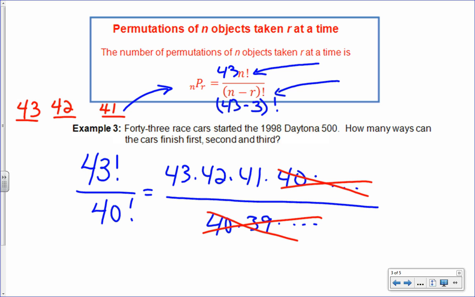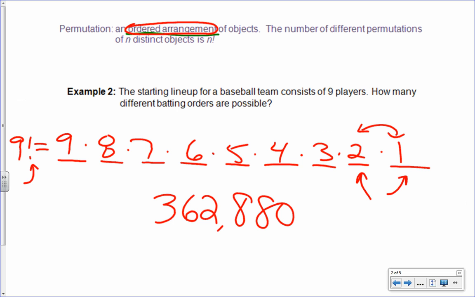Okay, well let's figure out the answer first. What do we got for this one? 74,046. Again, why is that number so large? Because I could take car number 1, that could finish first, and then I could say, oh, it finished second. Then see, there's lots of them I can jumble around, right? Because the order is important, right? Switching first and second place makes a difference, right? So now, does that formula work for this example?